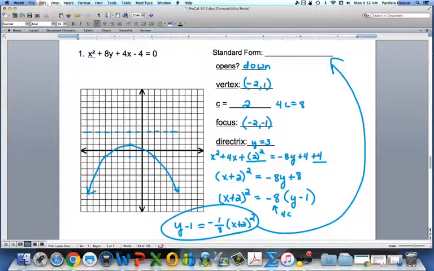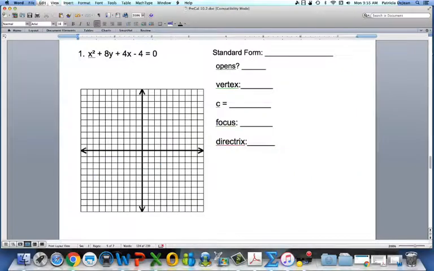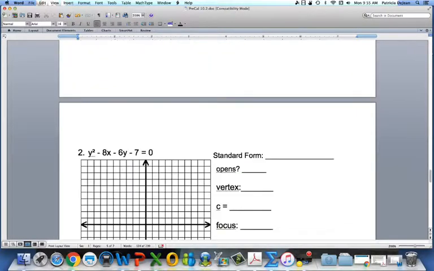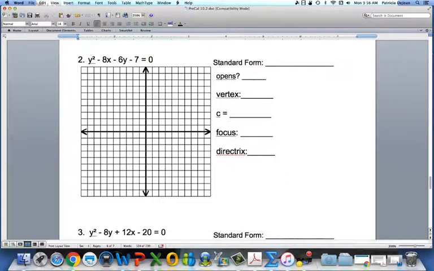Okay, another example. All right, here we've got y squared. So we're going to write the y terms together. y squared minus 6y plus blank equals 8x plus 7 plus blank.